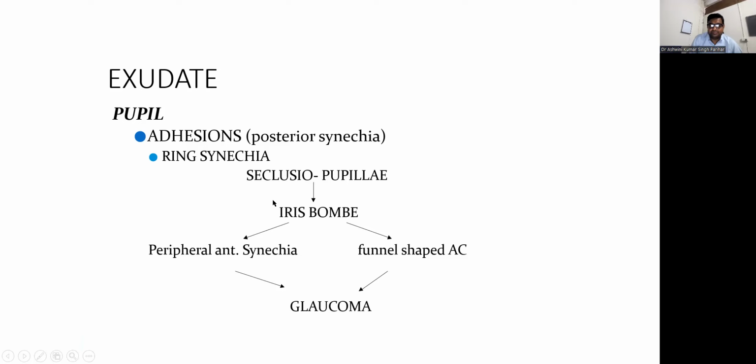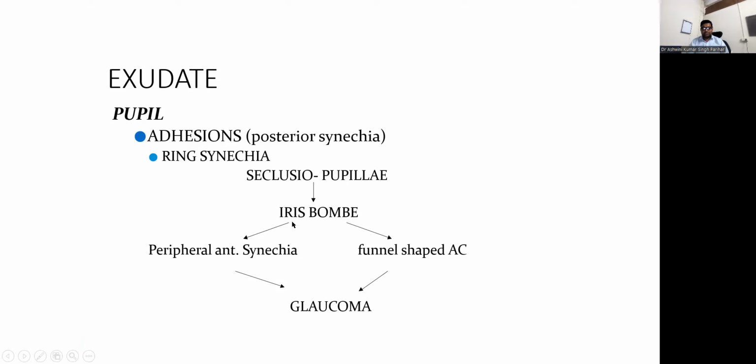How will it form? As I mentioned, I showed you the normal aqueous pathway. When there is irido-lenticular adhesion at all 360 degrees, the aqueous cannot move out to the anterior chamber, and it gets collected behind the iris and in front of the lens. So the iris will form water bags, and they will bump out like a balloon. They are known as iris bombe.